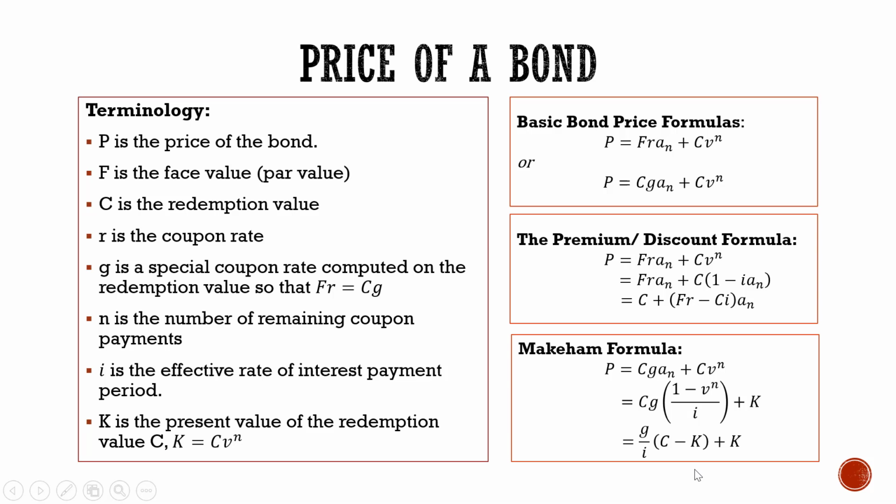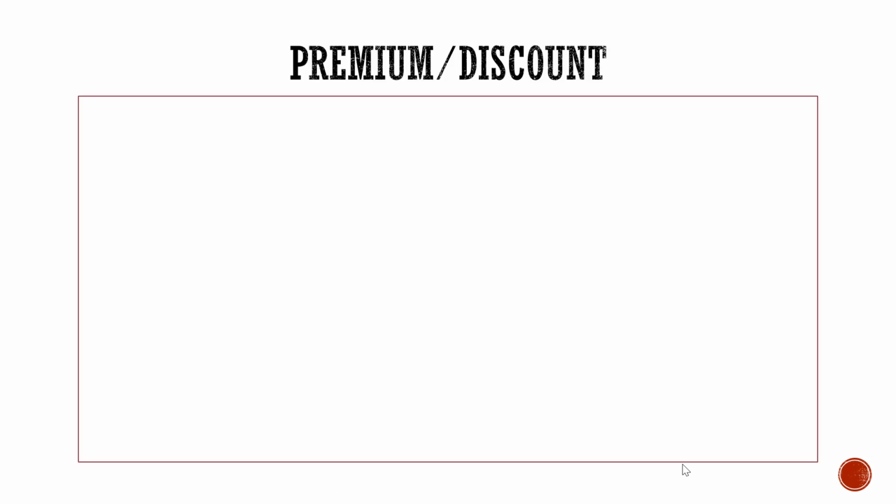So this formula is helpful when you are given the redemption value and the present value of the redemption value. Premium and discount. As I said, the premium or discount amount measures the difference between the price and the redemption value. Sometimes the amount can be negative, sometimes it's positive. If that amount is positive, we call it a premium. If it's negative, we call it a discount.